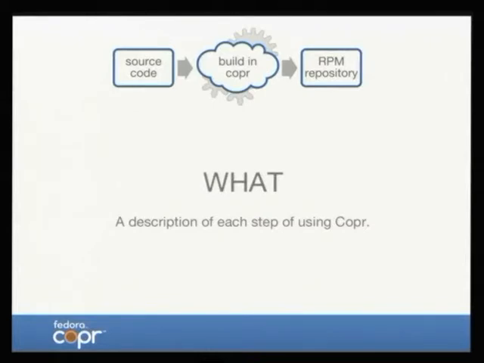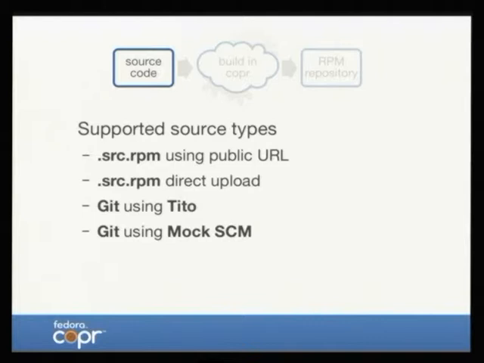And there are three steps, and I will show you what you can do in all three steps. The first is source code. We actually support four types of source code now. You can have source RPM, which you can submit, actually upload to any public server. This was the initial functionality, and about half a year ago, it was the only one. And then we added storage to Copr, so we are able to store the source RPMs, and also we can build directly from Git using Tito or Mock as a Mock SCM plugin.